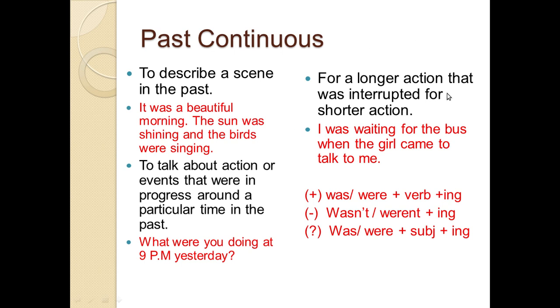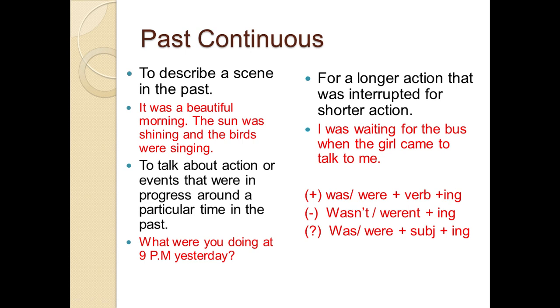We also use it for a longer action that was interrupted by a short action. So you were doing something, a long action, and another thing interrupted you. I was waiting for the bus when the girl came. I was taking a shower when the lights turned off. She was dancing while I was singing. Okay? When I arrived home, my mom was cooking.